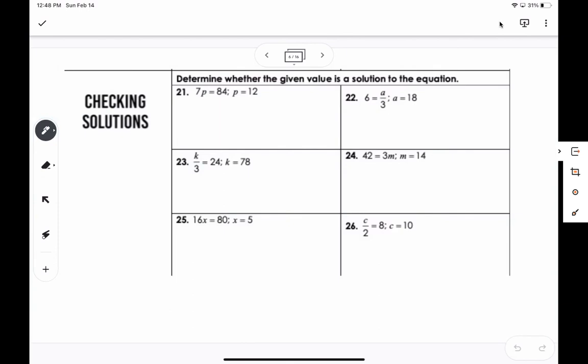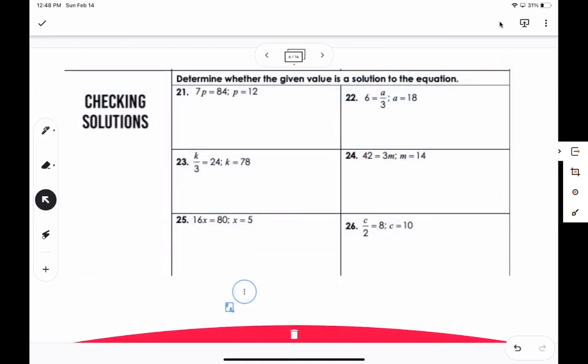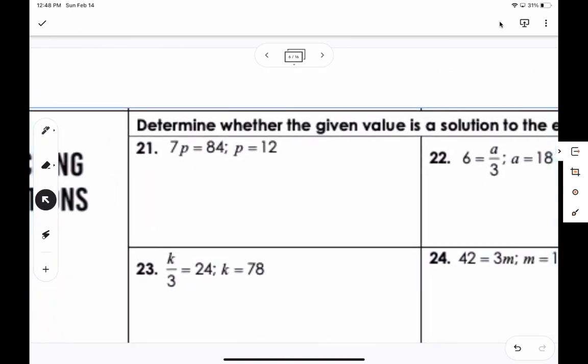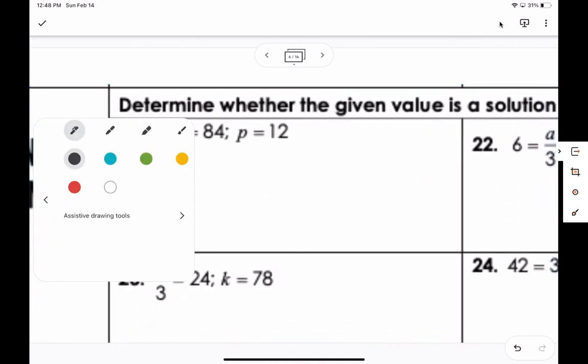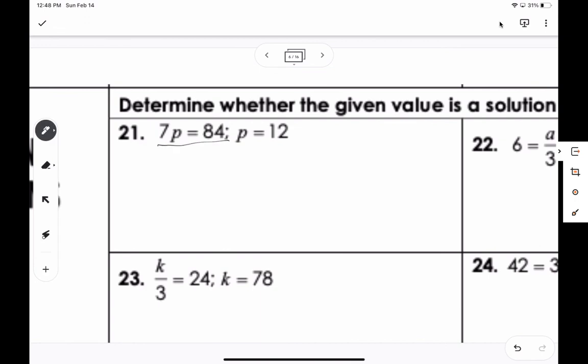Okay, now this is again kind of like what we did with addition and subtraction. It's just saying, hey, can you check to see if it's true? Like, here's the equation. Someone is saying they think P equals 12. Is that true? All you have to do is to say, does 7 times 12 equal 84? Why, yes, it does, actually. So I would write yes for that one.